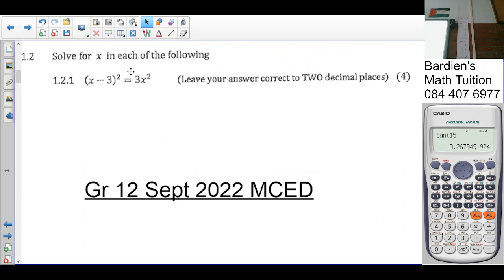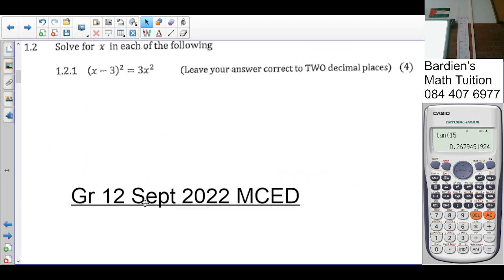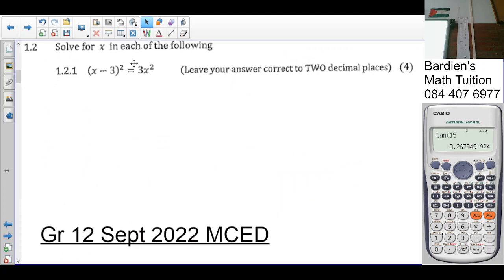The next question, 1.2, is to solve for x in each of the following. In 1.2.1, it says leave your answer correct to 2 decimals. So there I know I'm going to use the quadratic formula. Not so? So what I do is I need to square this out first. I get x squared minus 6x plus 9 is equal to 3x squared. Now if you are always writing x squared plus 9 or x squared minus 9, people, it's going to be safer for you to write it out twice and multiply it out.